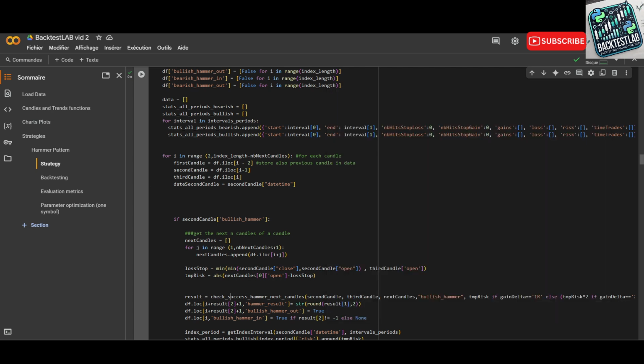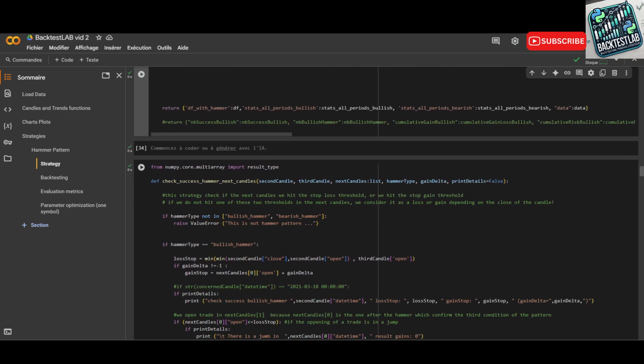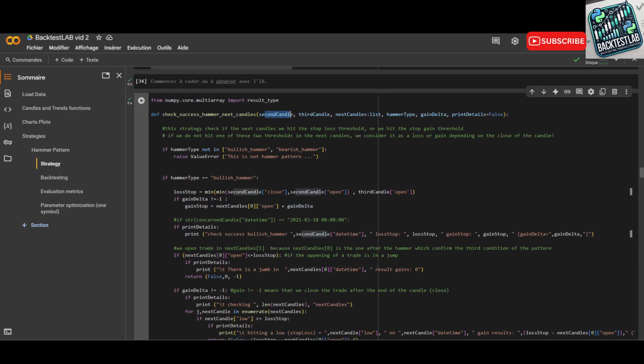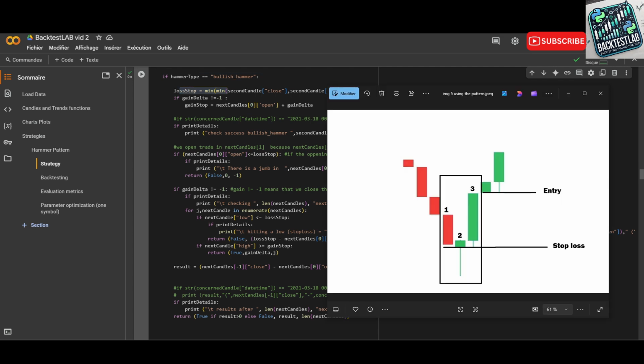For our results, we are going to use another function for checking them, and this function is coded here. The function will check the next candle; we'll give it the second candle, the third one, and the next candles. So if we are checking, let's say, the next 5 candles, we will put it here, and here it's just going to tell the function if we are checking for a bullish hammer or a bearish hammer. If we are checking for a bullish hammer, this is our stop loss, the same code as I just showed you.